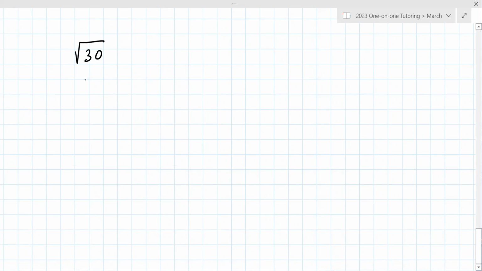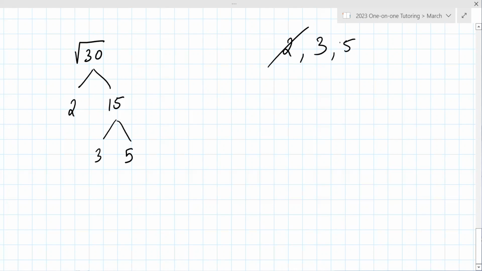Okay. Does 2 go into 30? I think so. Yes, 2 and 15. Okay. Does 2 go into 15? You try it again. Does that work? No. What is the next prime number after 2 that you try? 3. Does 3 work? Yeah. 3 and 5. So we're in good shape here.